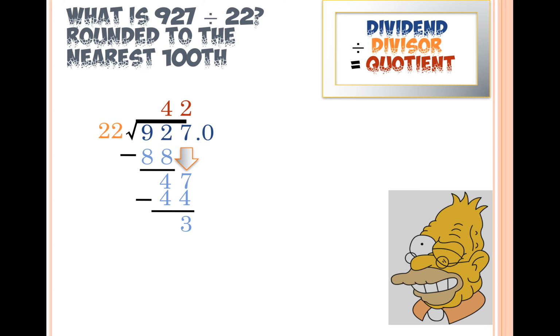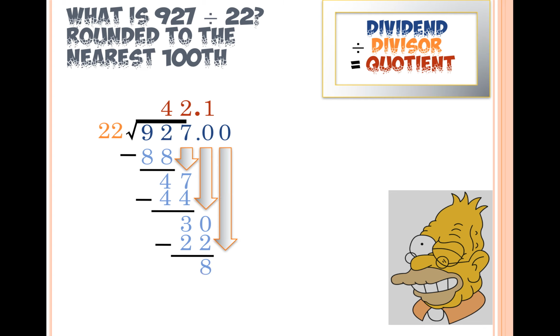Now we're going to add the decimal point, bring it straight up onto the roof, bring down that 0. 22 goes into 30 once. That gets you to 22. You subtract, you get 8. Add another 0, bring it down to make 80. 22 goes into 80 3 times. That gets you to 66. 80 minus 66 is 14. We need one more digit.